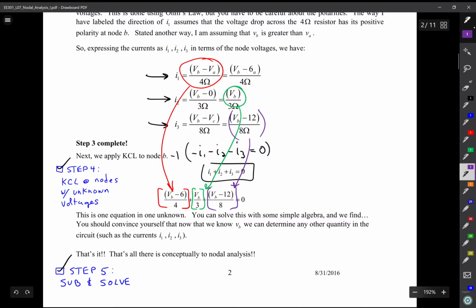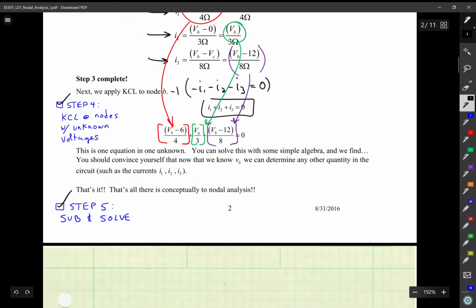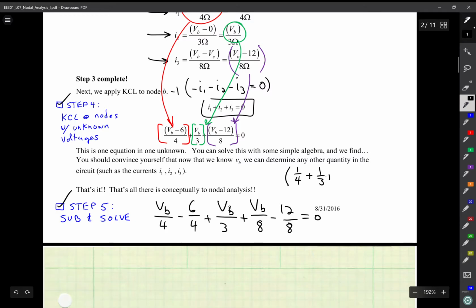And I set that equal to 0. Now, solving, I'm just going to go ahead and do a little bit of algebra and say VB divided by 4 minus 6 over 4 plus VB divided by 3 plus VB divided by 8 minus 12 over 8 equals 0. Combine like terms, I get 1 over 4 plus 1 over 3 plus 1 over 8 times V sub B is equal to 3, and VB is equal to 4.24 volts.